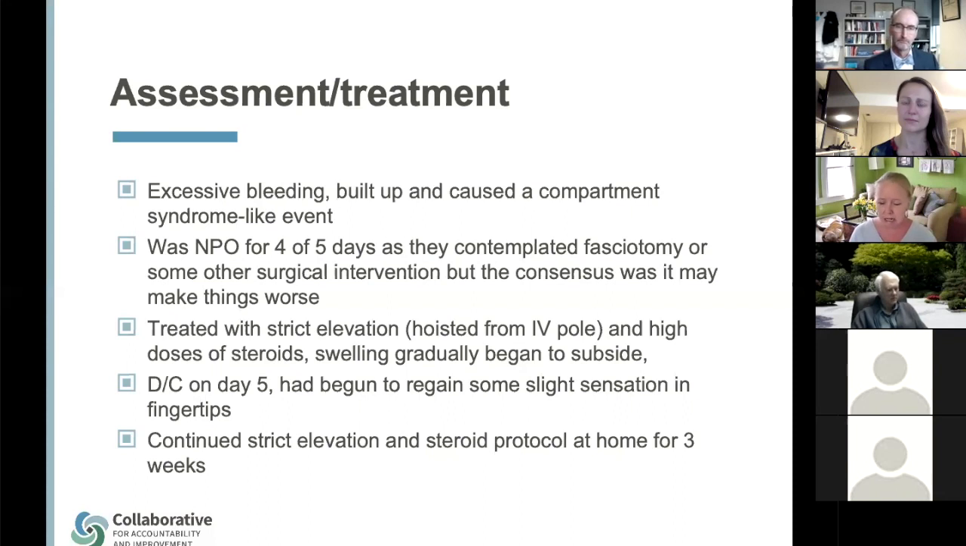And it did start to subside. It just took a lot of time. So I was able to go home on day 5. And by then I had begun to regain just a little bit of sensation in my fingertips. And we just continued to do that strict elevation and steroid protocol at home for about 3 more weeks. But really it took months before I got all of my sensation back. I still have a little bit of permanent nerve damage. But I'm going to share more about my outcomes a little bit down the road.